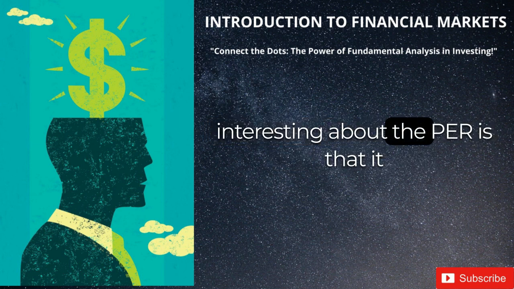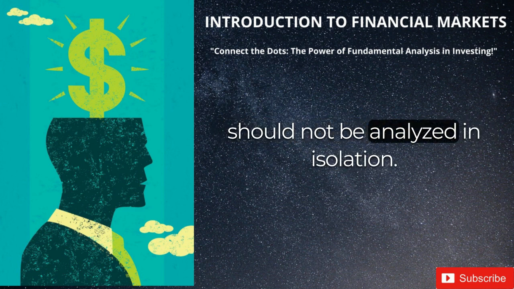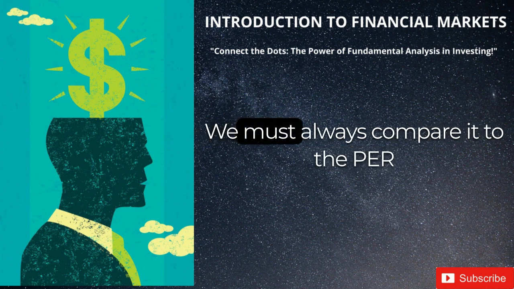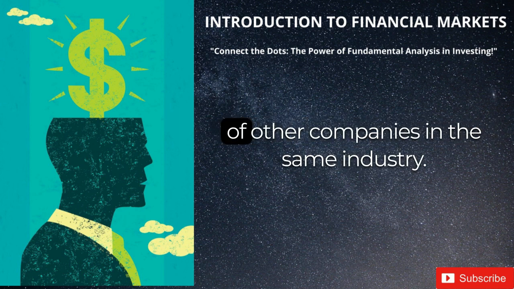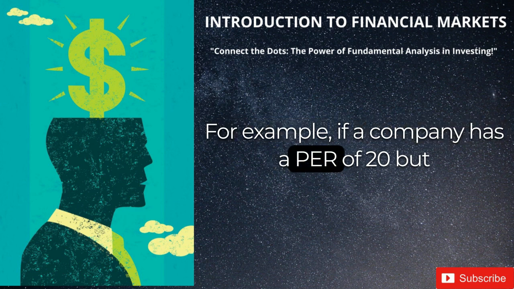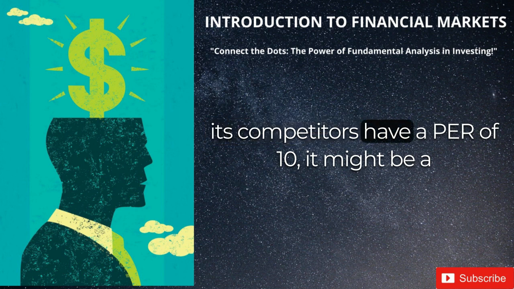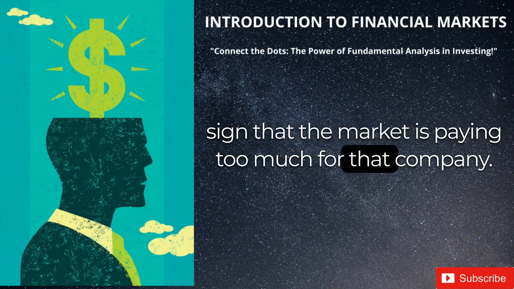What's interesting about the PER is that it should not be analyzed in isolation. We must always compare it to the PER of other companies in the same industry. For example, if a company has a PER of 20, but its competitors have a PER of 10, it might be a sign that the market is paying too much for that company.